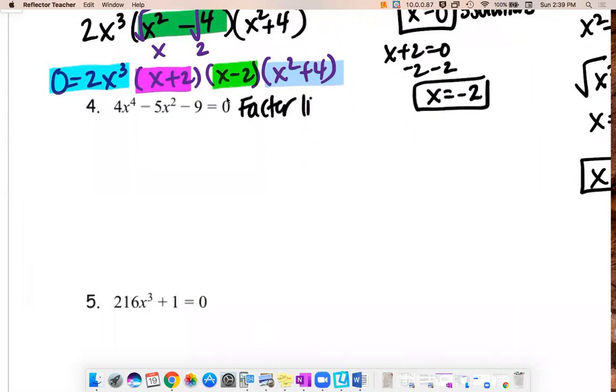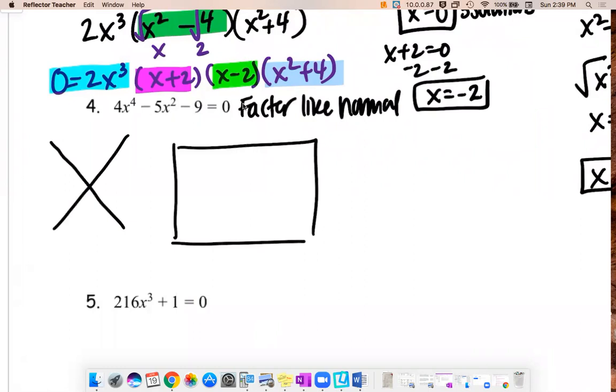Now I can't do this with a trick because there's a number in front of this x to the 4th. So we're going to do this with an x box. And you could do the x box with the other one as well. So let's draw our x box. So we put the x to the 4th, our highest degree, in this top box right here. So 4x to the 4th.